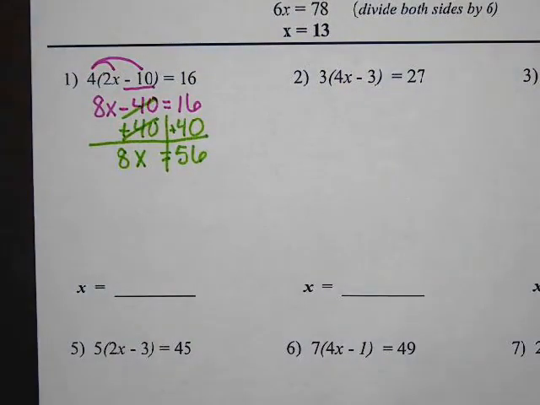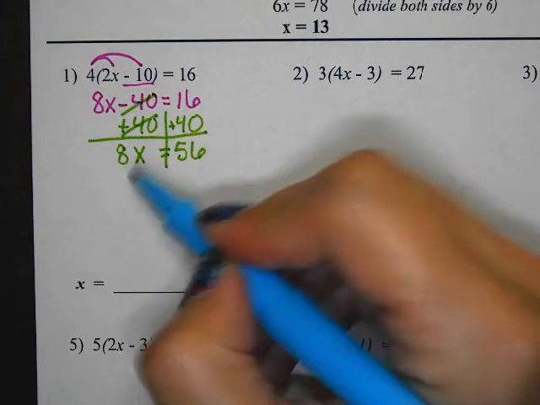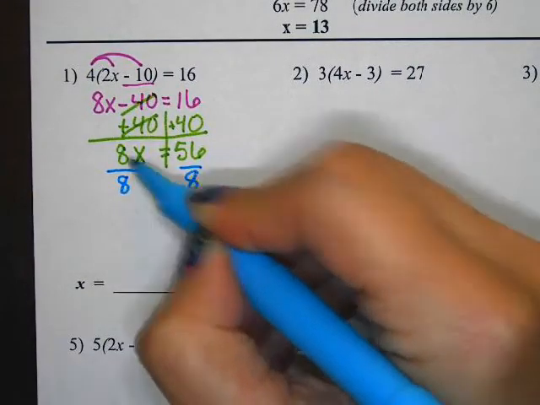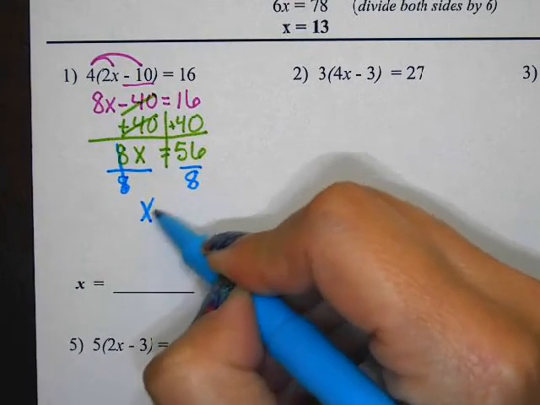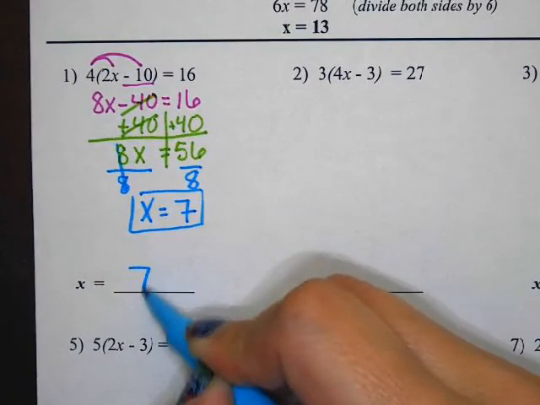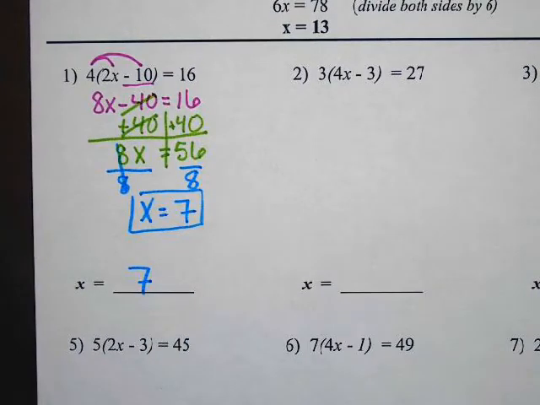Our last step is to get rid of the 8. So it's 8 times x, so the opposite of that would be to divide by 8. So we're going to divide by 8 on both sides. And we end up with x is equal to 7, which is our final answer. So x is equal to 7.